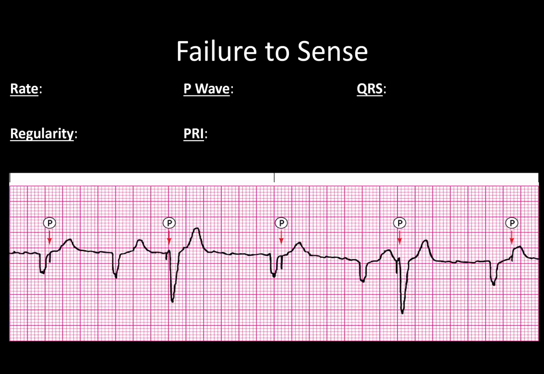We just got done talking about loss of capture, so let's take a look at what failure to sense looks like. Just by looking at it, as I number these out, you can tell that it's definitely irregular. We have some paced beats, some that are not, but the timing is all over the place. We're going to pull this apart and try and figure out exactly what's going on. So 7 times 10 gives us 70.